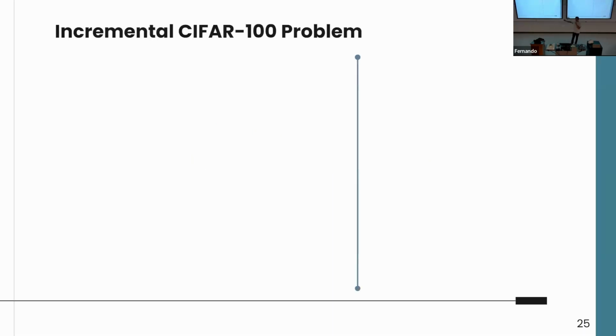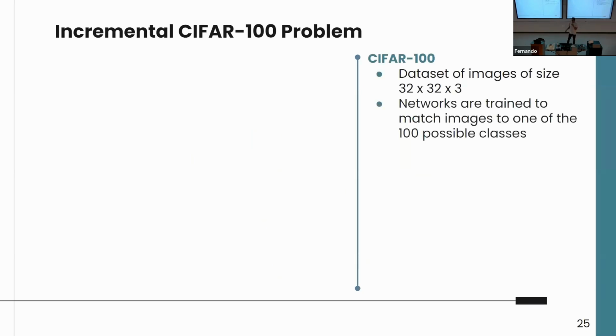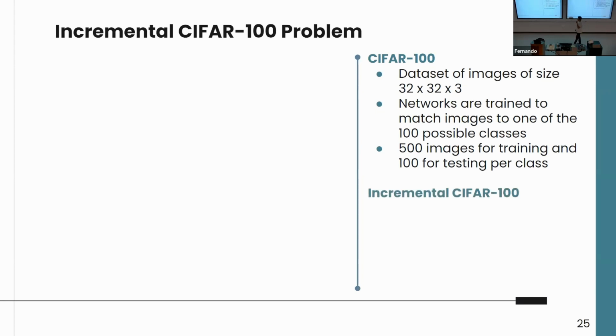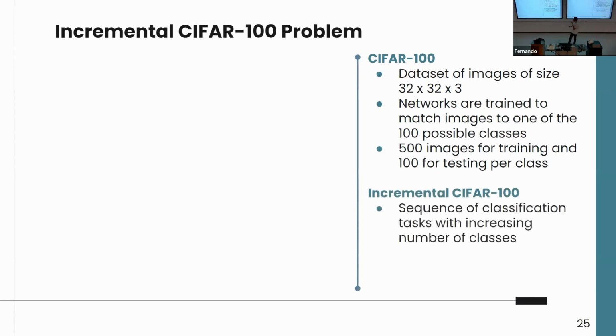For this particular part of the talk, I'm going to use the incremental CIFAR 100 problem. The CIFAR 100 dataset is a dataset of images of size 32 by 32 by 3. Networks are trained to match images to 100 possible labels. There are 500 images for training and 100 images for testing per class. The incremental CIFAR 100 problem is simply a sequence of classification tasks with increasing number of classes.